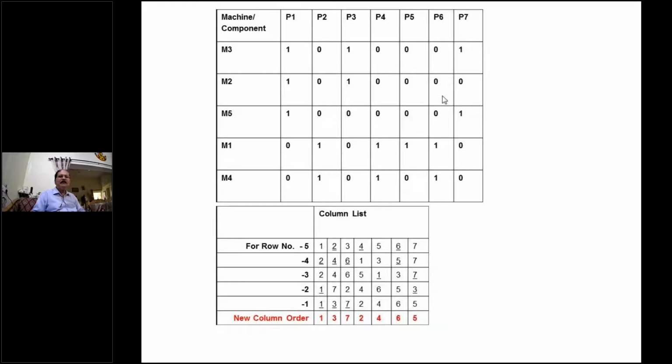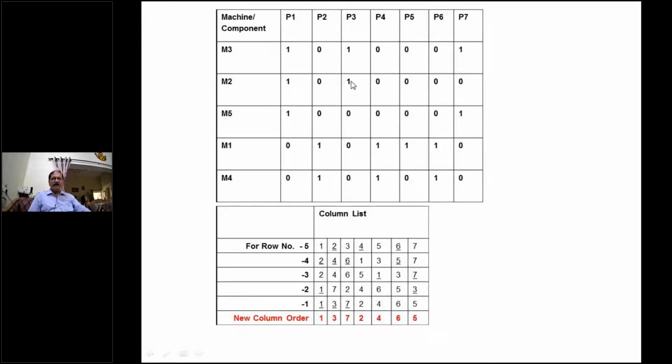Then again do the column reordering. Start with row number 5, that is the last row, and take the columns. There are 7 columns: 1, 2, 3, 4, 5, 6, 7. Then here column 2, column 4, and column 6 have ones. So column 2, column 4, and column 6 have been brought to the front.